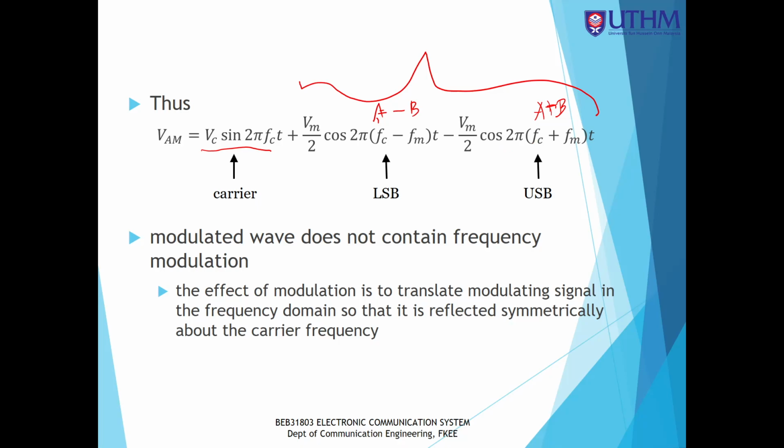plus Fm t. So if you see from here, this is the lower side frequency, LSB, and this is the upper side frequency, USB. Upper sideband and also the lower sideband. LSB means lower sideband, USB means upper sideband. So the modulated wave does not contain frequency modulation. So the effect of modulation is to translate the modulating signal in the frequency domain so that it is reflected symmetrically about the carrier frequency. So ini adalah proses modulation yang berlaku.